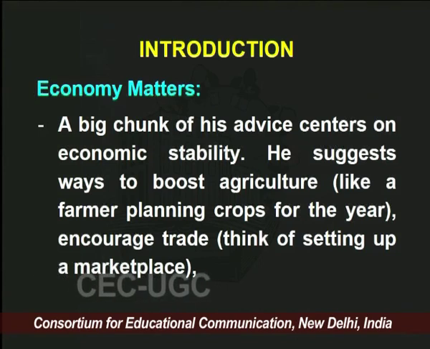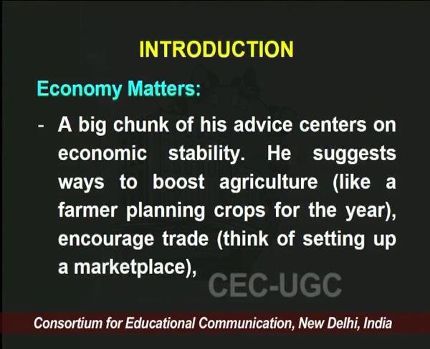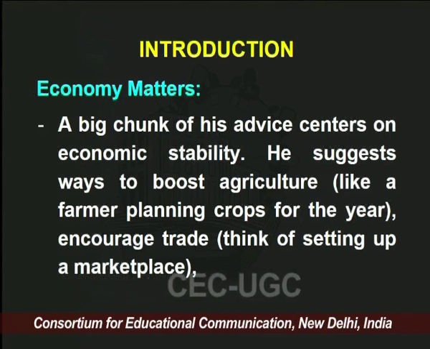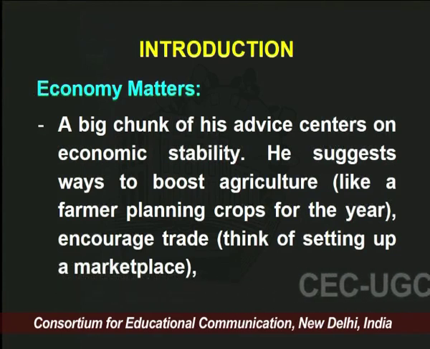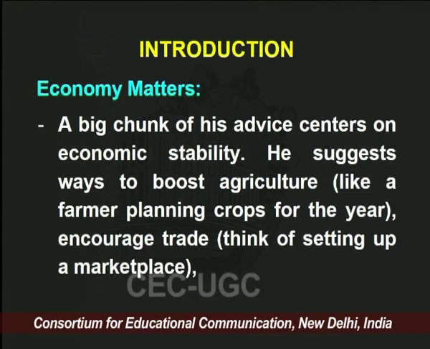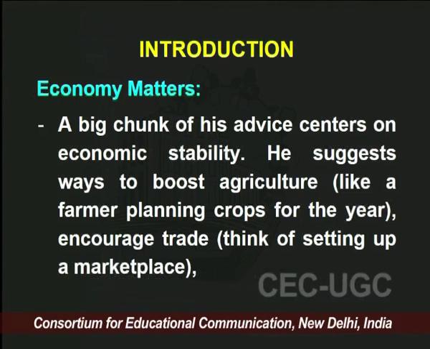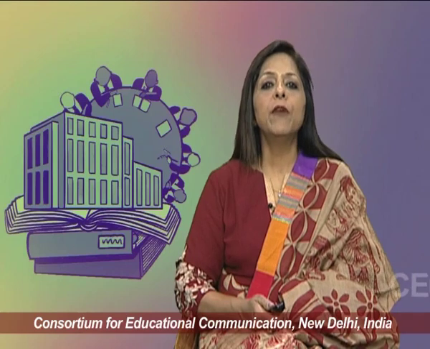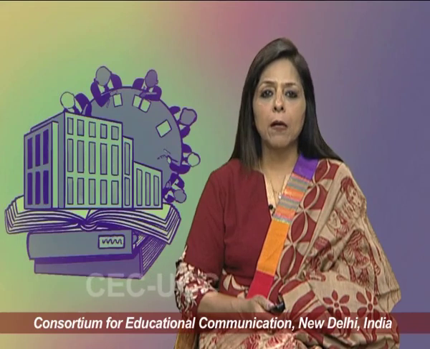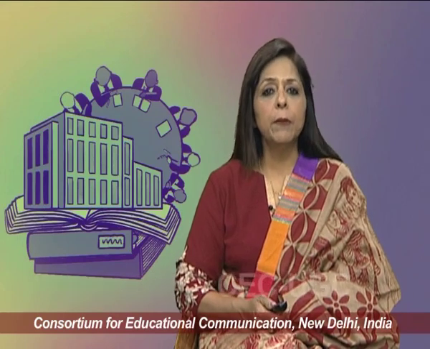Now, the second feature of this governance model is that the economy matters. A big chunk of his advice centers on economic stability. He suggests various ways to boost agriculture, like a farmer planning crops for the year, encourage trade, that is, think of setting up a marketplace, and implement fair taxes, like a fair admission fee for a community park, without burdening the people.